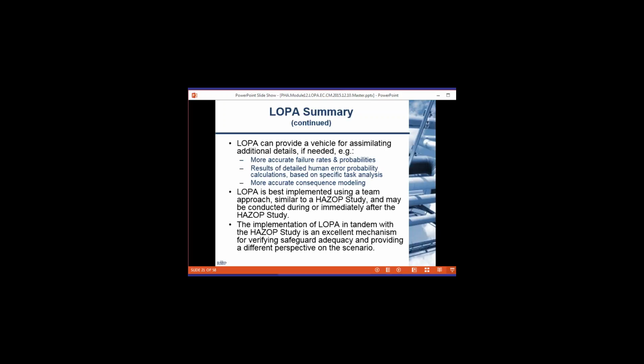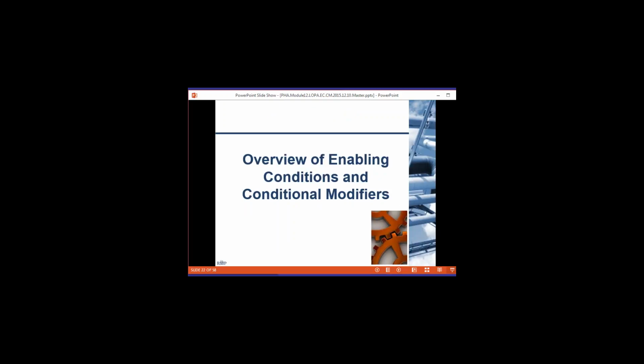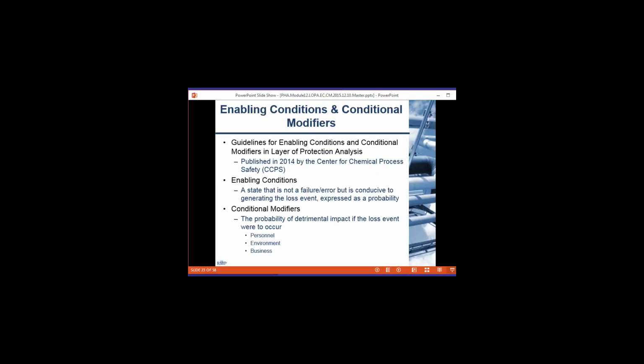Okay. So Steve mentioned, what I'm looking at today is a discussion and an overview of enabling conditions and conditional modifiers. This is coming out of a document published in 2014 by CCPS. The actual title is Guidelines for Enabling Conditions and Conditional Modifiers in Layer of Protection Analysis. I do encourage anyone watching this, if you really want to go further in depth, if you want a little more information, please refer to the source material. As always, we are limited on time, so there is only so much information I can convey. However, there are a lot of good examples provided in the source material.